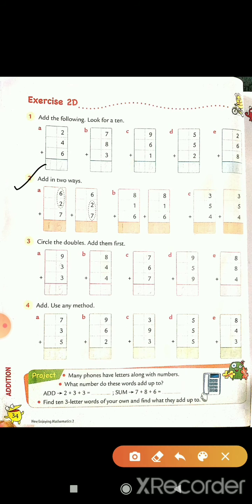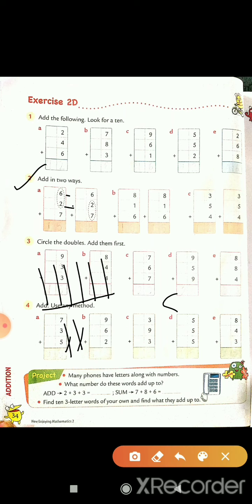Next, add in two ways. You have to use the second method, that is, add in any order. Here 6 and 2. We have to add 6 and 2 first. So 6 plus 2 gives us 8. Which is the bigger number here? 6. So count forward after 6. What comes after 6? 7, 8. So when we add 6 and 2 we get 8.